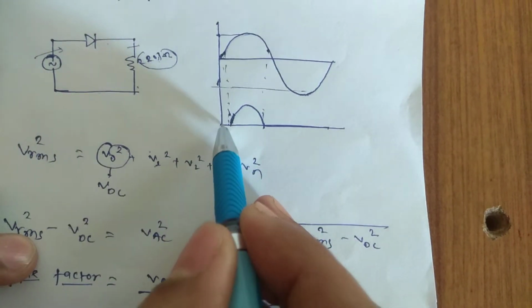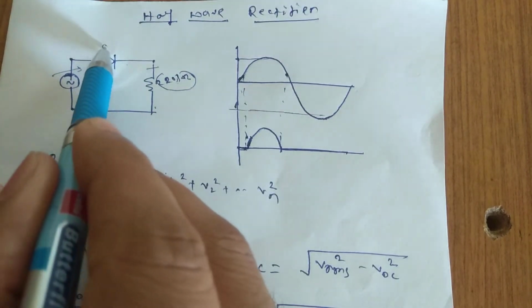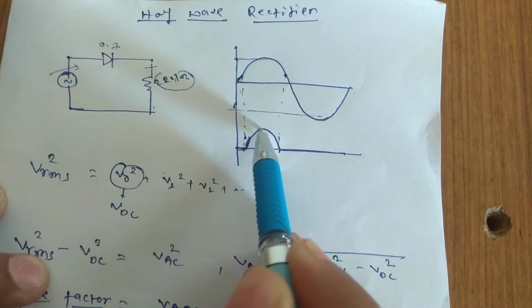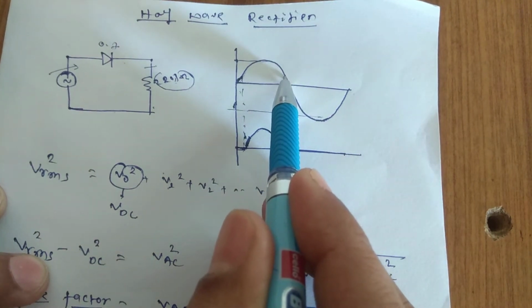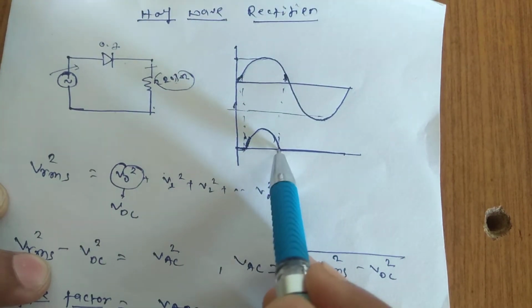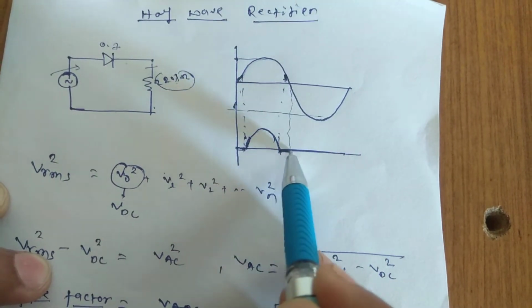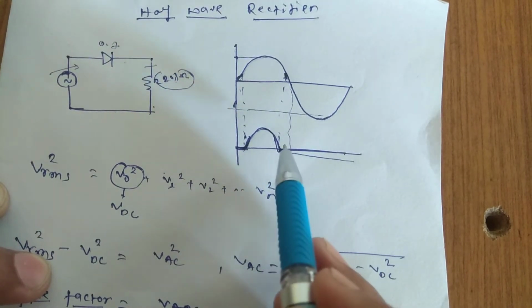But if you see, it is going to take some time to reach 0.7 volt, and only then are you going to get the output. After this, when the input falls below 0.7, only then are you going to get 0. So this is the real output that you are going to get. This is a half wave rectification.